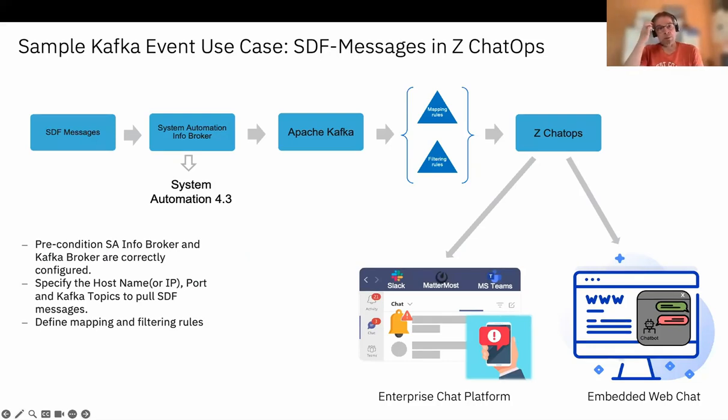Now let's look at a sample use case where you can make use of that Kafka integration. As I've mentioned, system automation has a new SA info program component that allows you to send SDF messages into Apache Kafka. So you have your Kafka environment, and you can configure system automation to use that as an info program to forward events into a topic that you have defined. On the Z ChatOps side, you can define mapping rules and filtering rules, and then use that information to display that in Z ChatOps. So that's a pretty easy way, for example, to surface SDF events also in a chat environment through Z ChatOps.